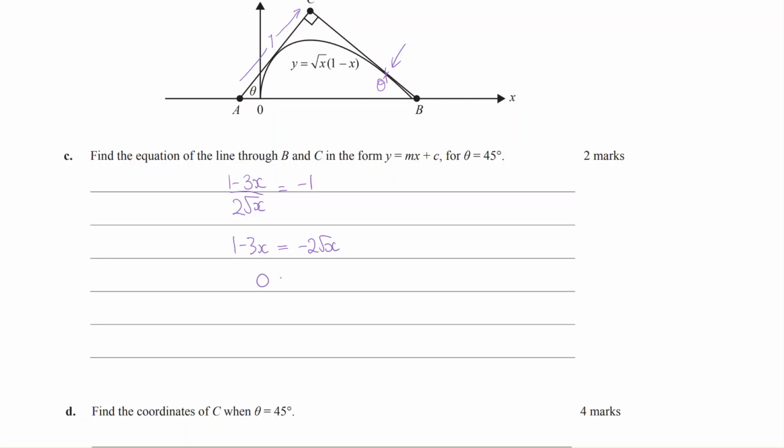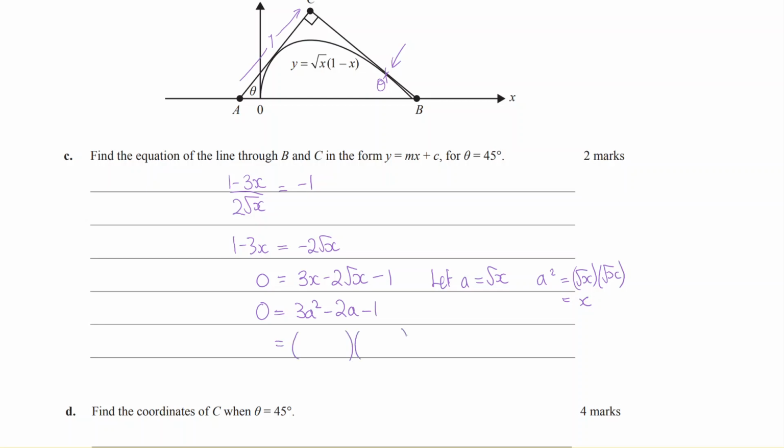I'm going to bring everything over to one side. So I'll get 3x take 2 root x, take 1. At this point, I'm just going to say let a equal root x. This will just make my life a little bit easier because if you think about it, a squared therefore is root x times root x, which is x. So what I actually have is 3a squared, take 2a, take 1.